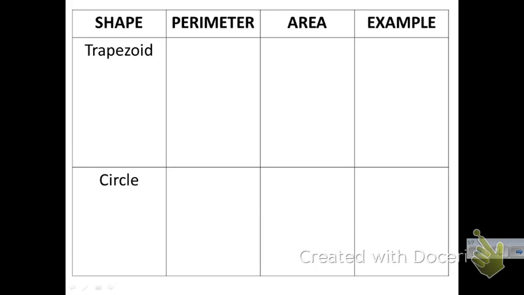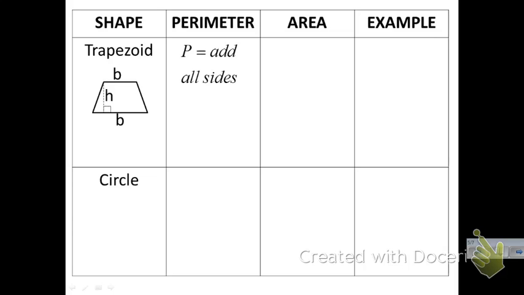Alright, 2 more. We have a trapezoid, and this is my trapezoid here. A couple things about your trapezoid is you have bases that are parallel, and they aren't the same, so we should call that one base 1 and the other one base 2. And the height has to be perpendicular to both bases.